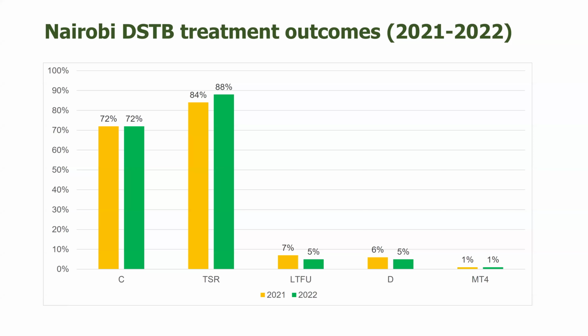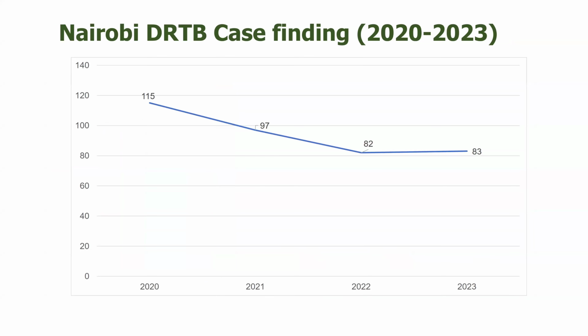The death rate was 6% in 2021. Category 4 now coming up, and those ones now are the drug-resistant TB cases. It remained at 1%. And then we can see the drug-resistant case finding: 2021, 97, 2022, 82, and 2023, 83 cases.